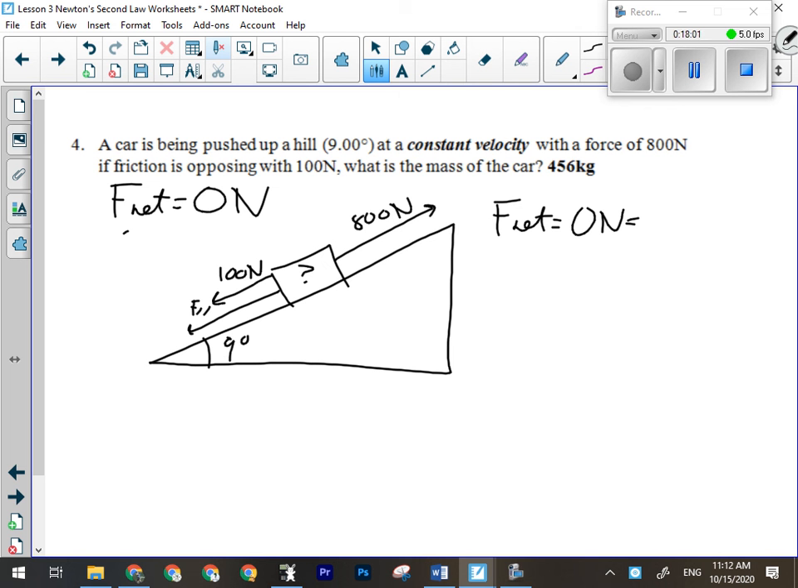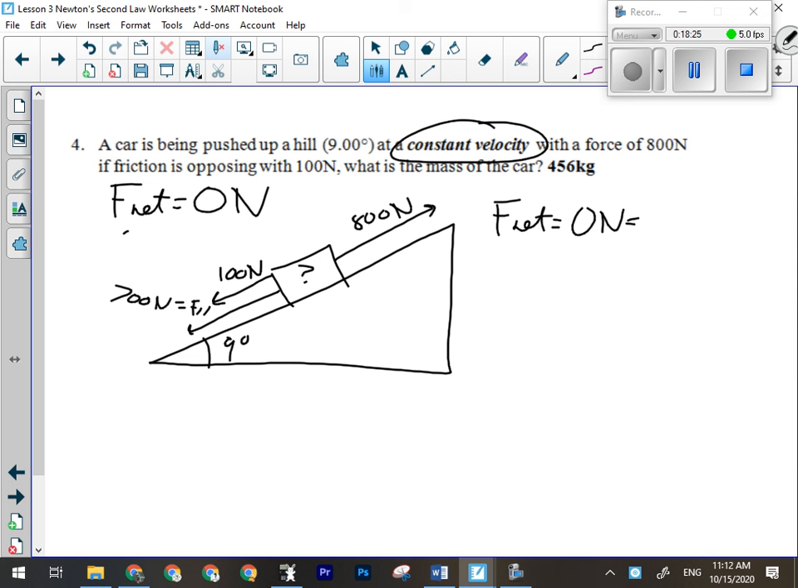That's why this constant velocity was such a big deal. It told me that the forces up and the forces down cancel each other completely. So if there's 800 up, there's 800 down, and I know 100 of the down was friction. That means the other 700 has to be F parallel. They're the only forces involved.